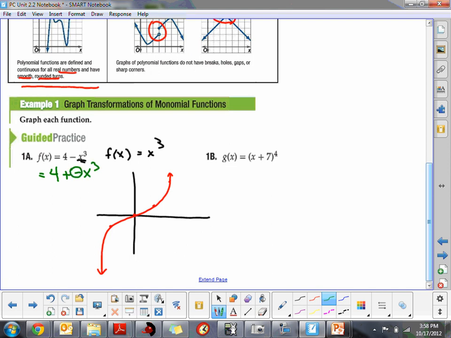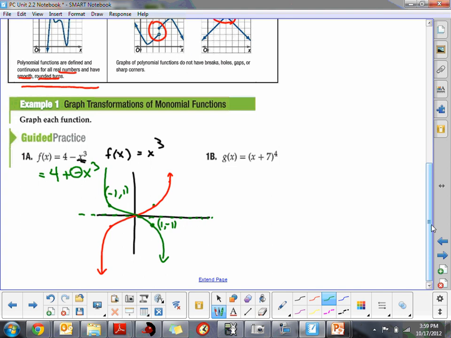The reason I'm highlighting this is this negative is going to flip your parent graph about the x-axis. So this is a reflection across the x-axis. So now it's coming down this way, which means our ordered pairs have to get turned around. So the ordered pair 1, 1 now becomes the ordered pair 1, negative 1. And this ordered pair that was negative 1 becomes negative 1, positive 1. So we reflect across the x-axis.